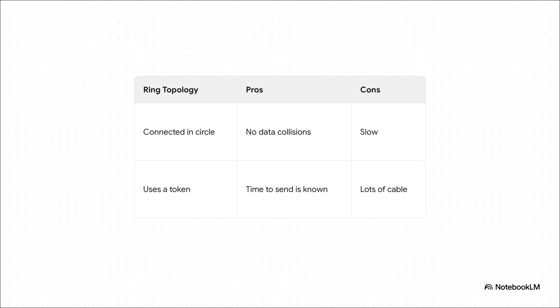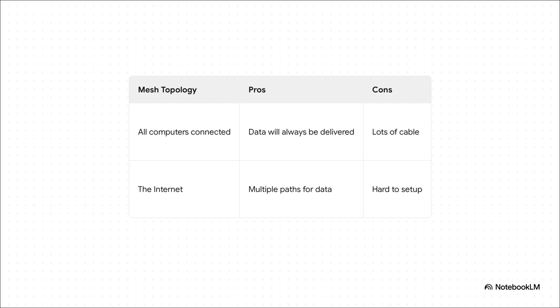It's neat because it prevents data traffic jams, but it can be pretty slow because the data has to hop through every single computer to get where it's going. And this is the beautiful chaos that makes the internet work, the mesh topology.